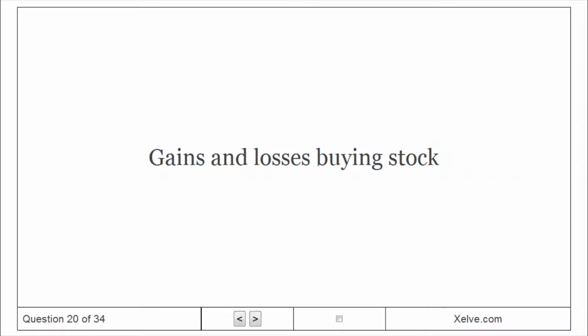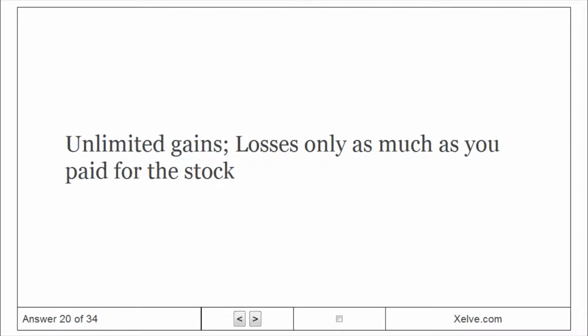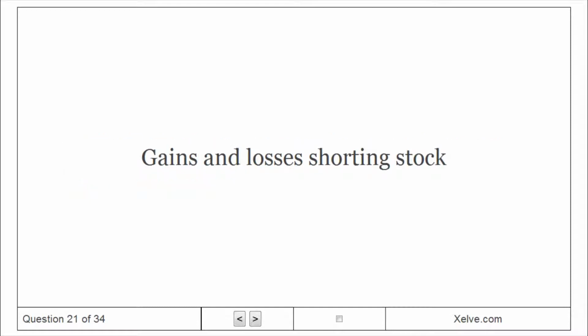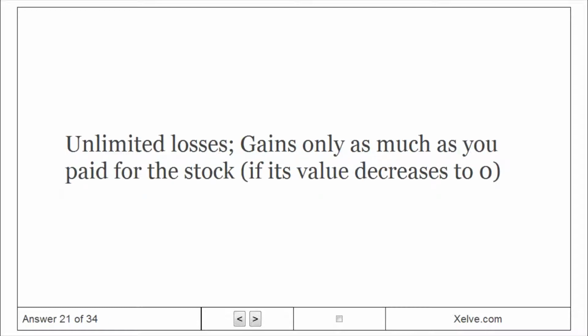Gains and losses buying stock. Unlimited gains, losses only as much as you're paid for the stock. Gains and losses shorting stock. Unlimited losses, gains only as much as you're paid for the stock.